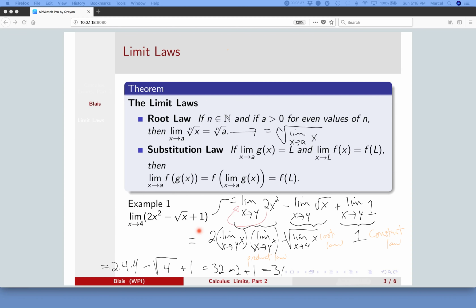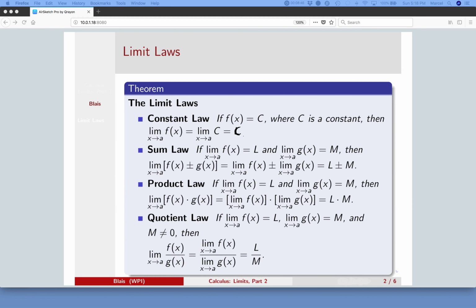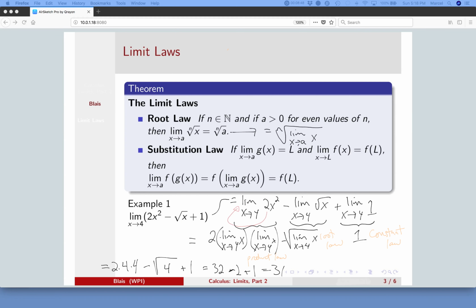Again, you can directly evaluate. This is an exhaustive demonstration to really drive the point home that we're using all of these different laws that we just went over when we're calculating this type of limit.